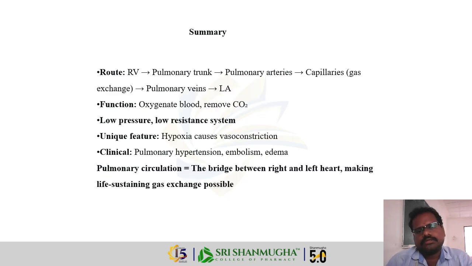Then coming to the end, that is the summary. We have seen the route it travels, the blood flow, and we saw that the main function is to remove carbon dioxide and take in oxygen. Then this is a low pressure and low resistance system. The unique feature is that hypoxia causes vasoconstriction. Then clinically, we already saw pulmonary hypertension, embolism and edema. Then pulmonary circulation is the bridge between the right and left heart, making life-sustaining gas exchange possible. So this is the overall summary we have seen.